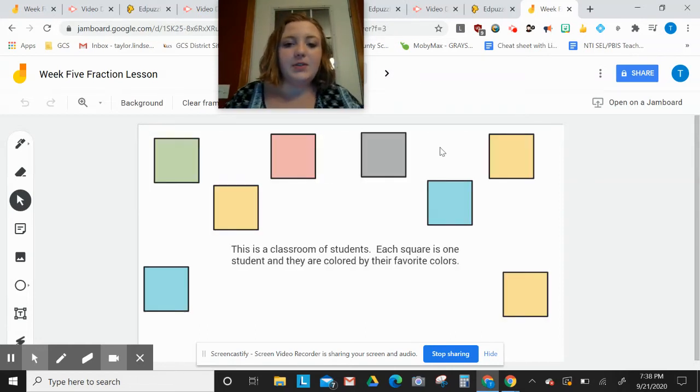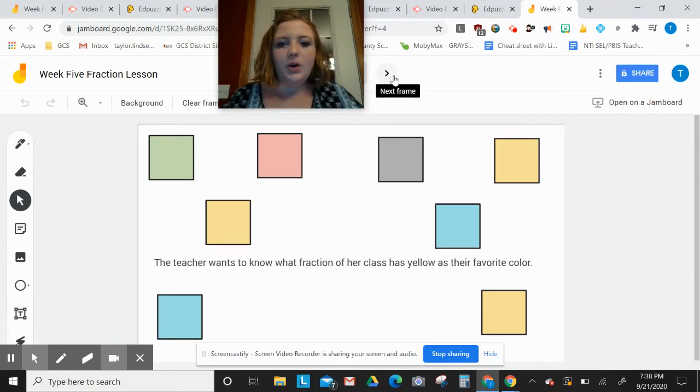This is a classroom of students right here, this little room. And it says each square is one student. So these are all one student. They are colored by their favorite colors. So the favorite colors that we have in class are yellow, red, gray, green, blue. Okay, now let's see what's going on next.